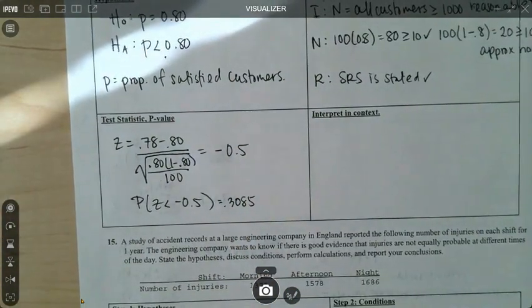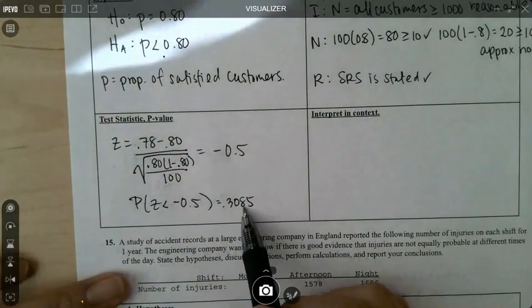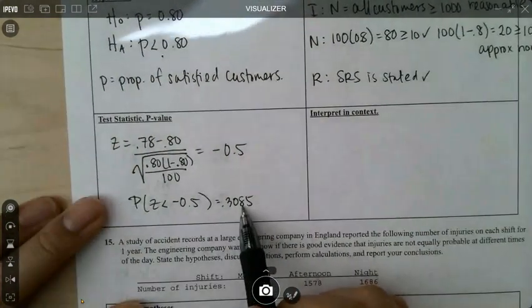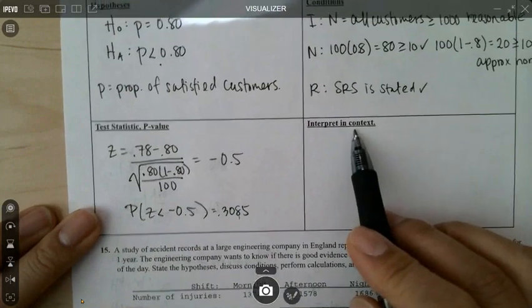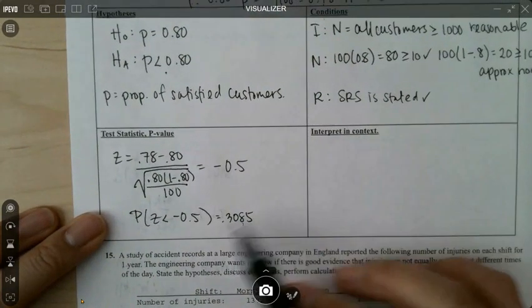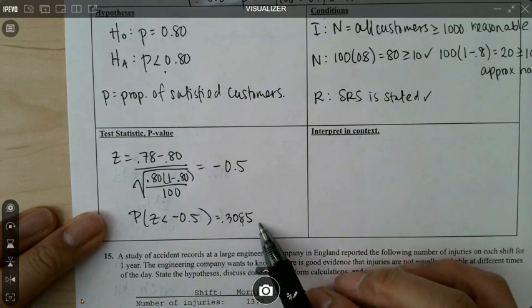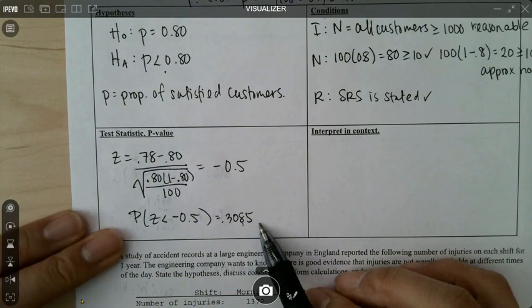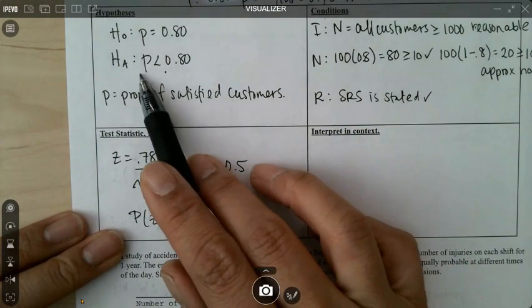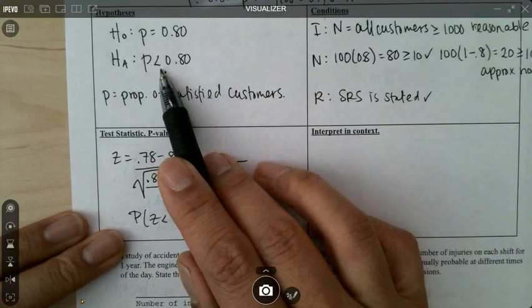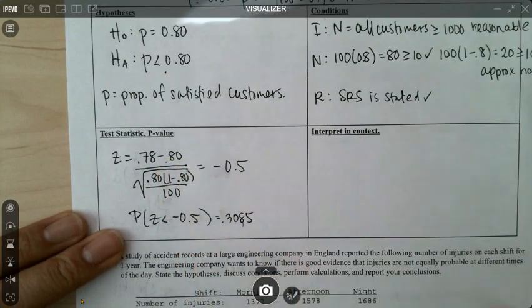So since that is greater than alpha of 0.05, we're going to fail to reject our null hypothesis. Again, I'm going to do my conclusion just verbally. I'm not going to write it down. We're going to say since our p-value 0.3085 is greater than alpha of 0.05, we fail to reject H0. We do not have convincing evidence that the proportion of satisfied customers is less than 80%.